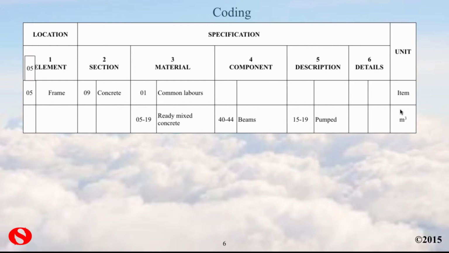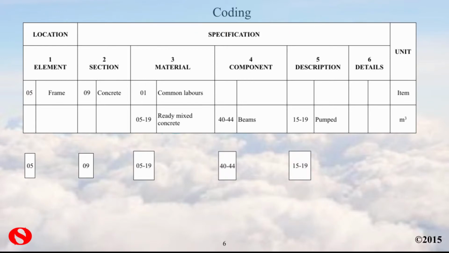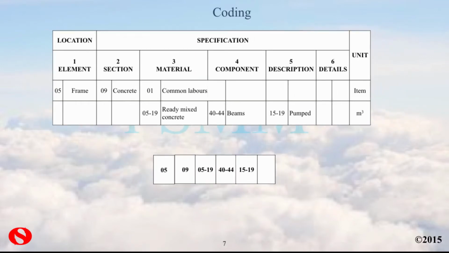This is what it looks like in detail. Here is item 05 in section number 1, the element. Here is section 09 and 05 for ready mixed concrete, and 040 for the beams, and 15 for the pumping, and 00 because there are no further details. They come together something like that, and the actual nomenclature is 05.09.05.40.15.00, and the dots enable the array of numbers to be seen a little bit more easily rather than the whole group of individual digits.